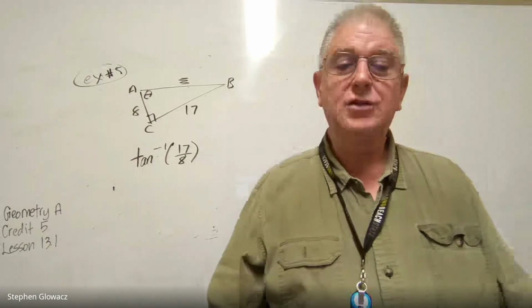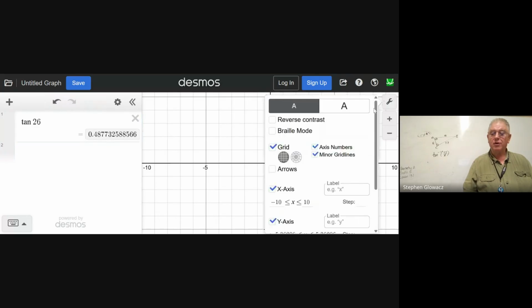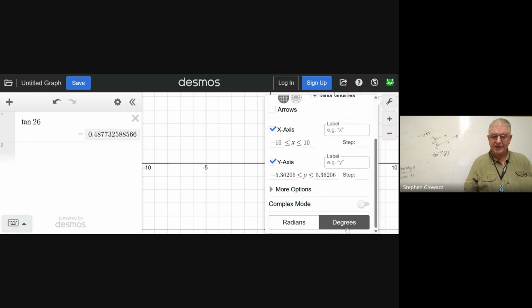And so how do we do that? Now I didn't close out the Desmos screen, so we're just going to confirm. We're going to go to the settings. We're still set to degrees. So remember, anytime you close your Desmos window and reopen it, you want to make sure that it is set to degrees. So just click the wrench here in the upper right-hand corner, make sure degrees is highlighted.